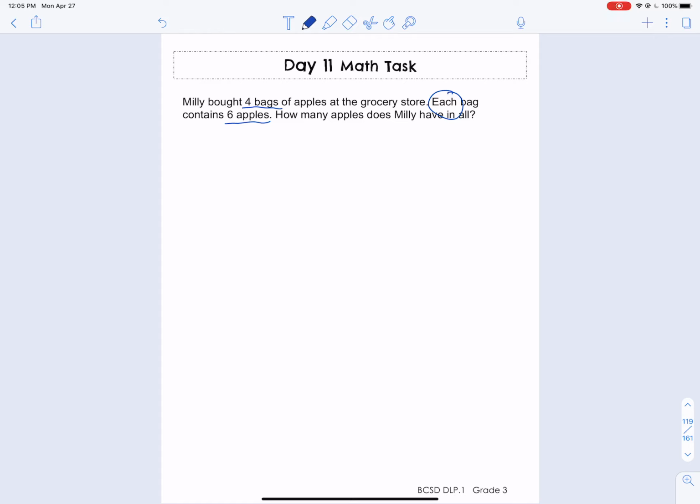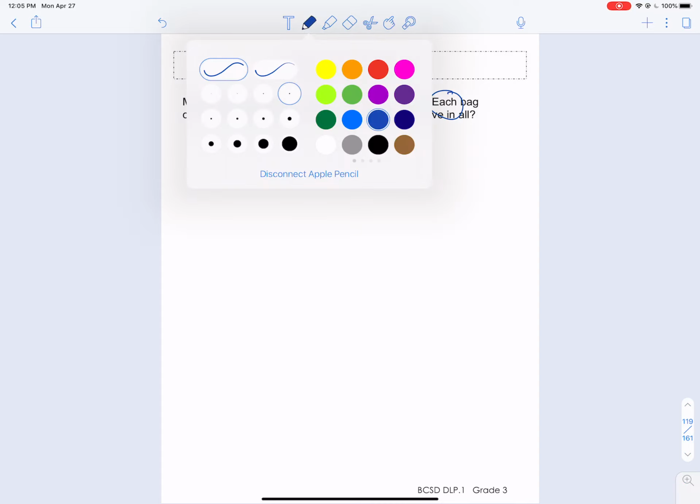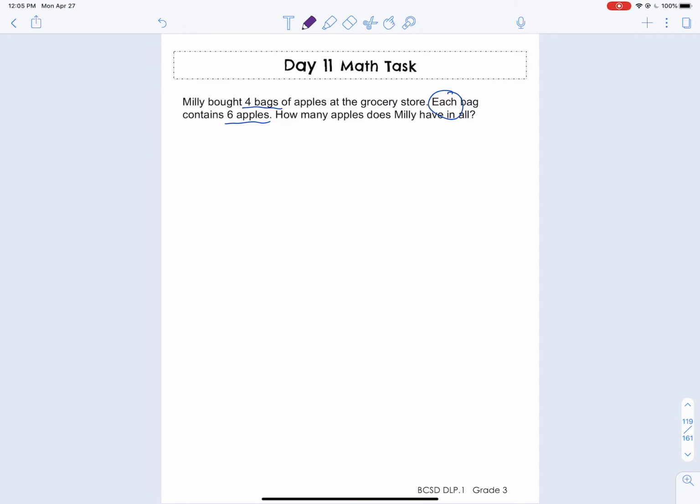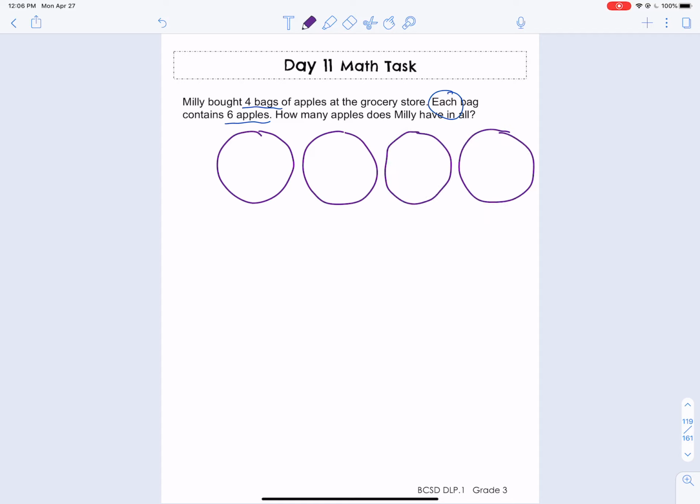In this particular instance, I think I'm going to do equal groups because bags remind me of groups. So let's see, I'm gonna make my pen a little bit thicker here. Okay, I'm gonna make 4 bags. 1, 2, 3, 4, okay? And inside each bag or group, I'm going to put my quote unquote apples. It says 6 apples in each bag. So I like to do tally marks because they're easy to see visually how many tally marks I've put in each group. So here we go.